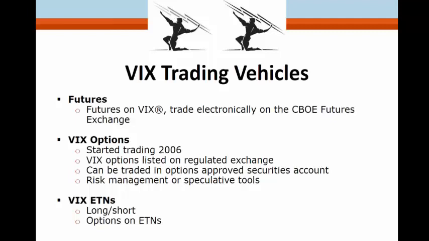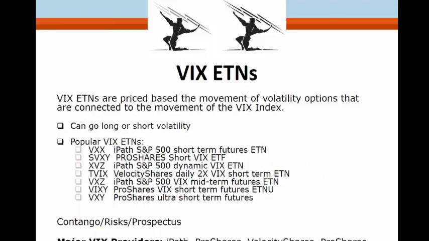You need to know what you're doing, of course, because they move fast and they act like leveraged products, but they do provide terrific opportunities. So the most popular ETNs are the VXX. That kind of is designed to track the short-term futures of the VIX index. And then an inverse one is the SVXY. Those are the two most popular ones in terms of volume.